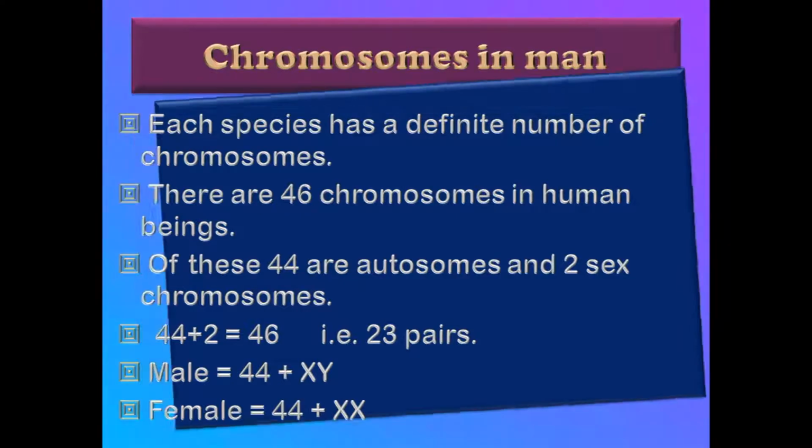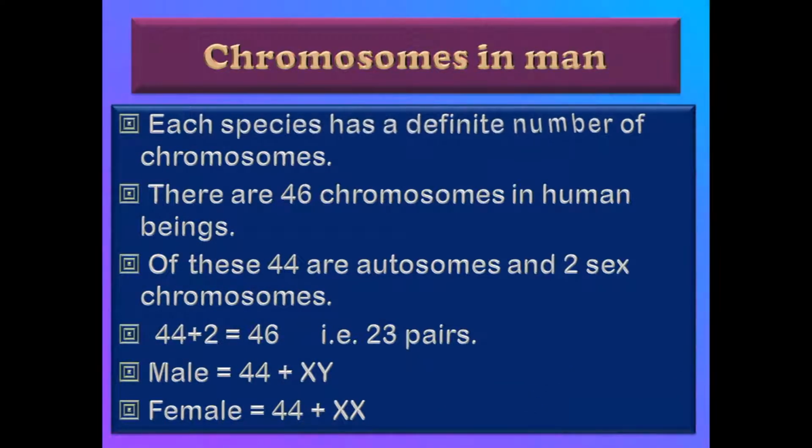So I repeat, each species has a definite number of chromosomes. There are 46 chromosomes in human beings. Of these, 44 are autosomes and 2 are sex chromosomes. So 44 plus 2 gives the total number 46, that is 23 pairs. The genotype of male is 44 plus XY and the genotype of female is 44 plus XX.